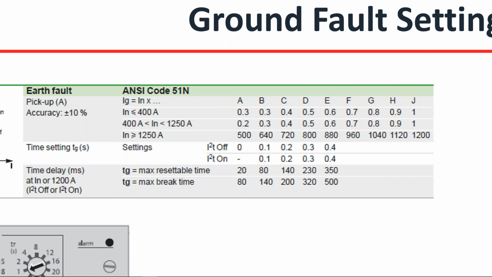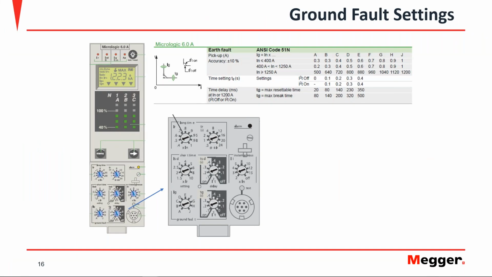If my nominal current, as you can see in the second row, when I'm zooming in, is below or equal to 400 amps, then depending on which position I'm in, it's going to be a multiplier for my pickup value. So if I'm on, let's say, A, then my pickup value is 0.6 times my nominal current. And of course, the same applies if my nominal current is between 400 amps all the way to 1250, then I will use the second row.